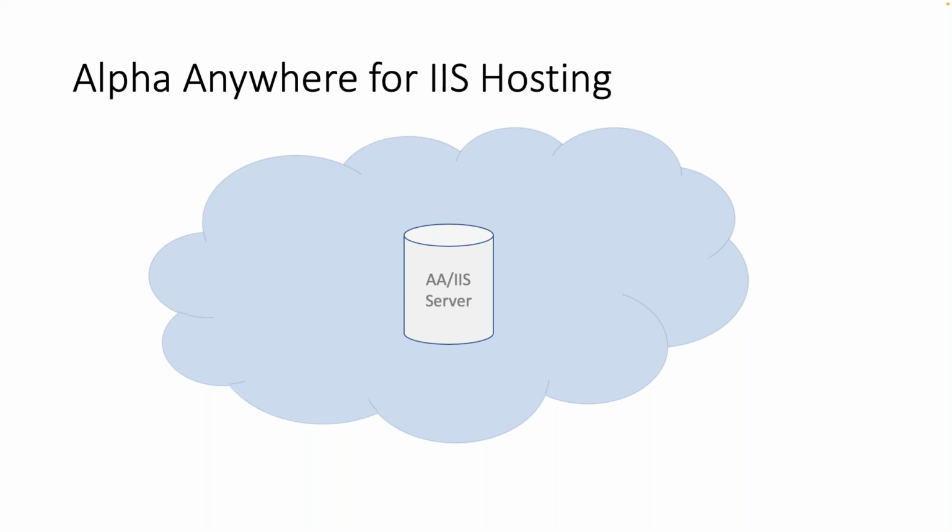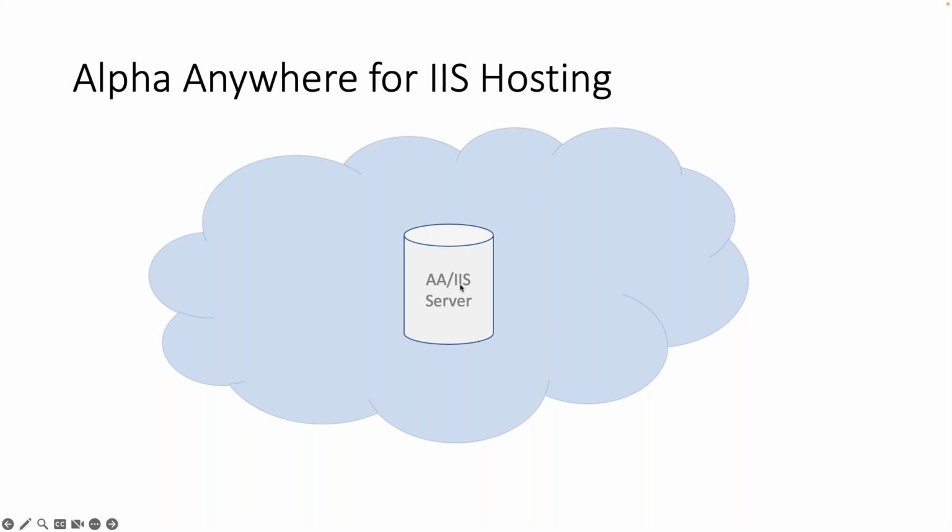So taking a look at the next option for hosting, we have the Alpha Anywhere for IIS hosting solution. And so this is what I refer to as the AAIIS server. Now notice my cloud this time is not as dark because you might be hosting it in a data center, like you might be hosting it at GoDaddy, or ZebraHost is a very popular web host that a lot of people use because they specialize in alpha hosting. Or you might very well just be running it in your own network operations center or in your own office. So it doesn't necessarily have to be hosted off-site.